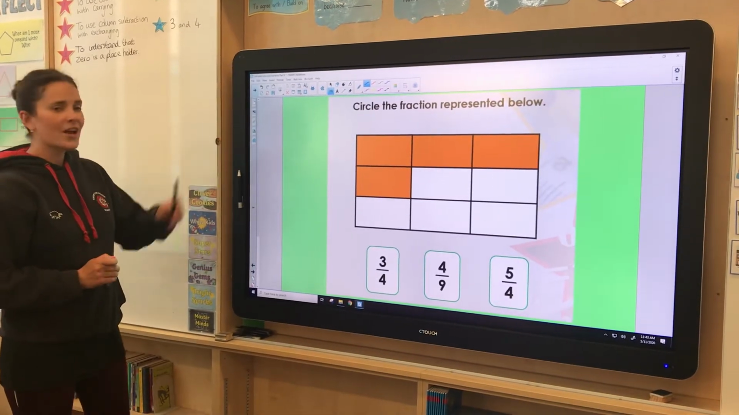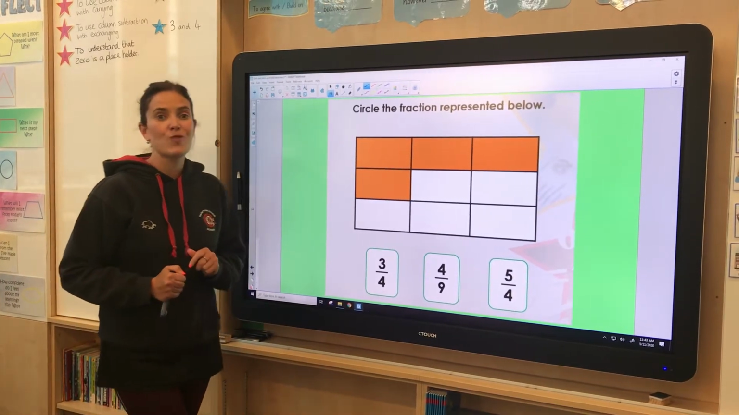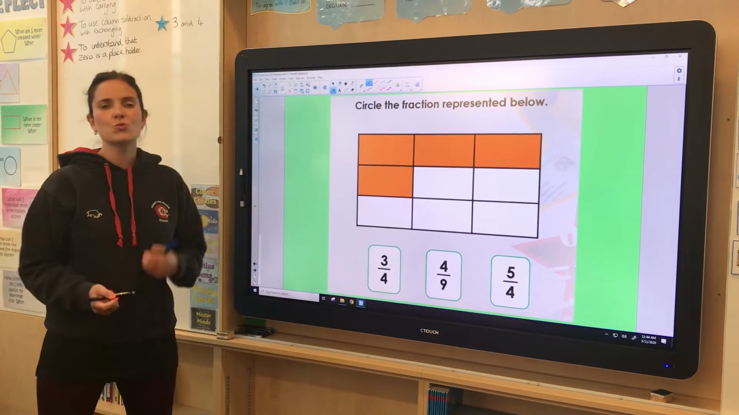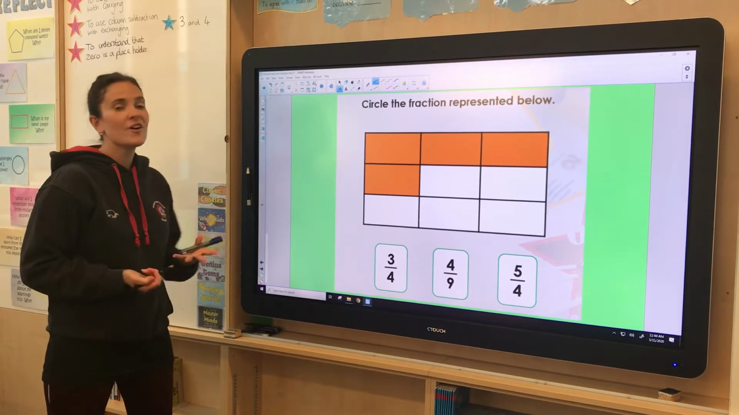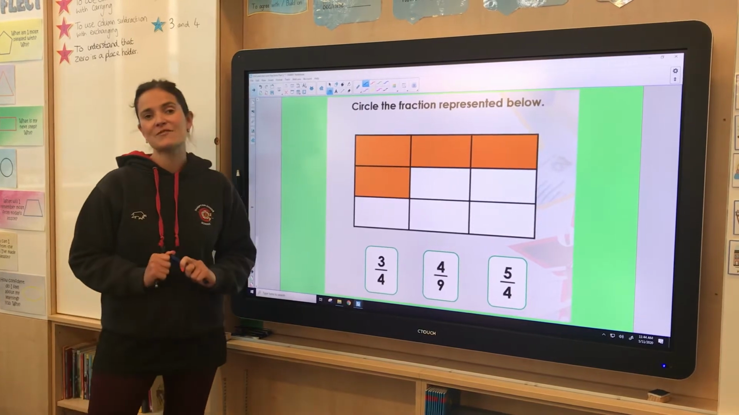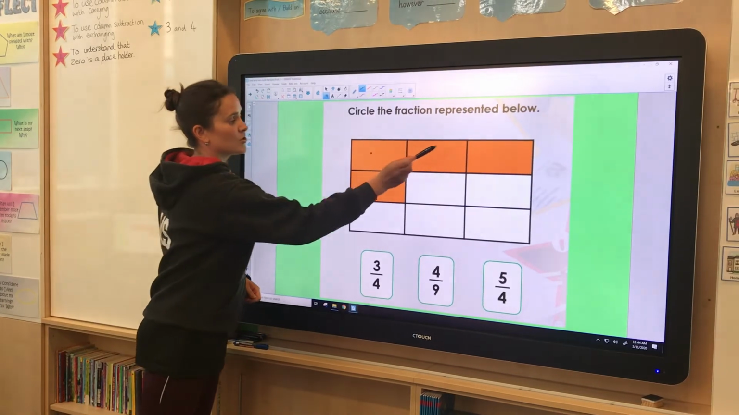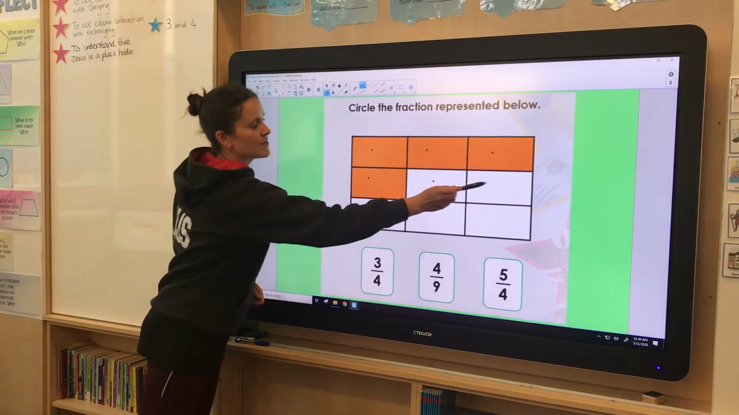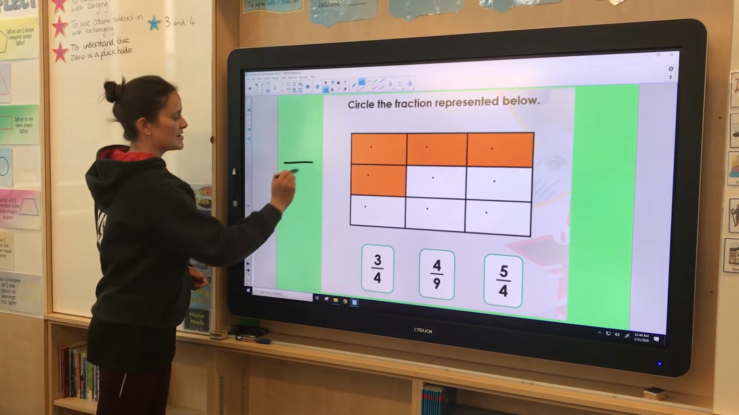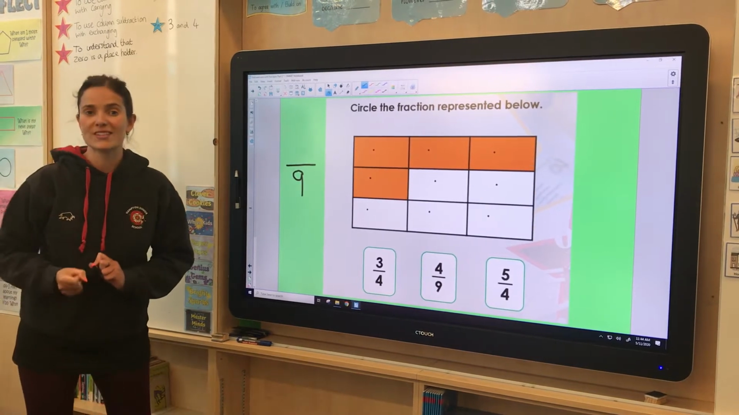The next question we're going to go through together is this one here, and it says circle the fraction represented below. So this representation here, to work out what it actually shows us, we first need to work out how many equal pieces the shape has been divided into. So we're just going to count them. 1, 2, 3, 4, 5, 6, 7, 8, 9. So I know that my denominator is going to be 9 because there are 9 pieces altogether.